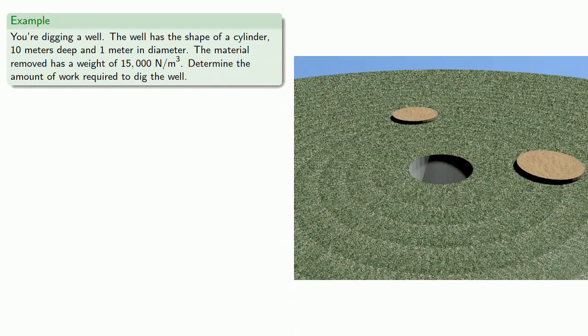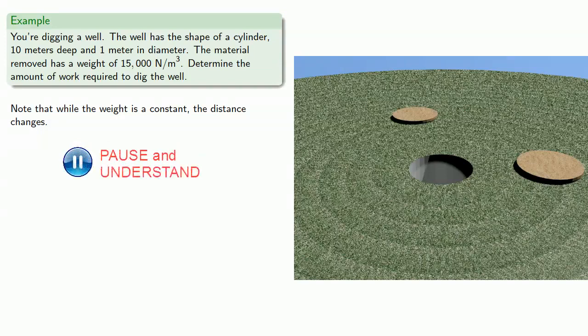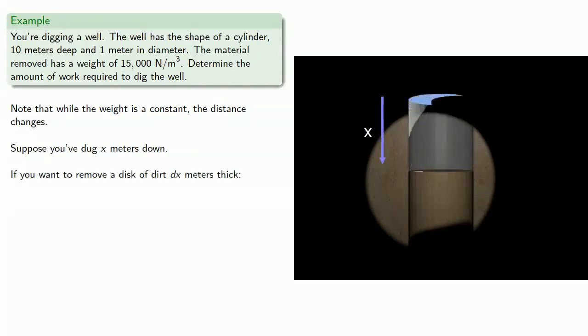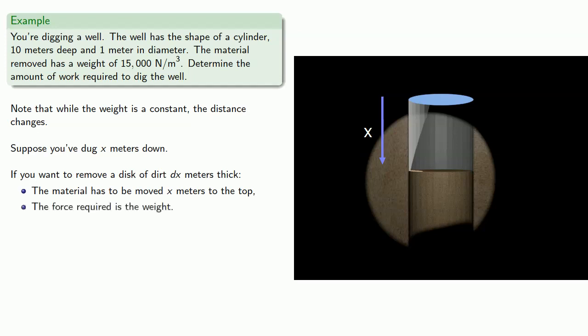Now, the important idea to understand here is that while the weight is a constant, the distance changes. So suppose we've dug x meters down. If we want to remove a disk of dirt dx meters thick, this material has to be moved x meters to the top of the well so we can remove it, and the force required is the weight.